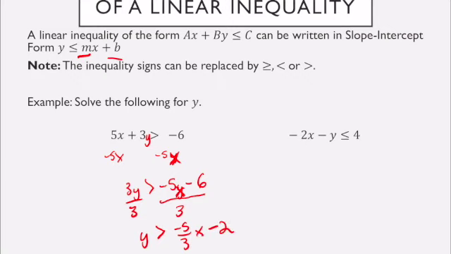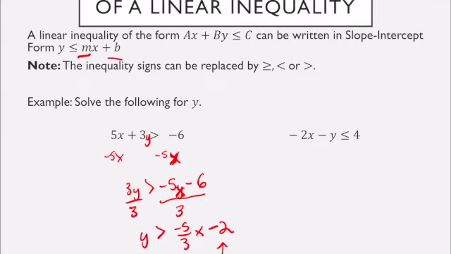Okay, so now I have taken my linear inequality in standard form and put it in slope-intercept form. So my slope is negative 5/3. It's got a negative slope. It looks like it's going downhill. And my y-intercept is negative 2. I'm going to go ahead and change colors.